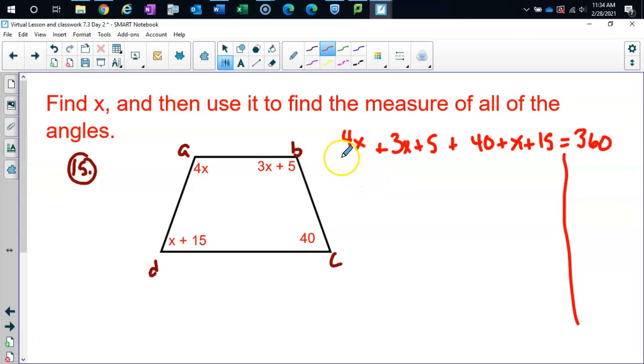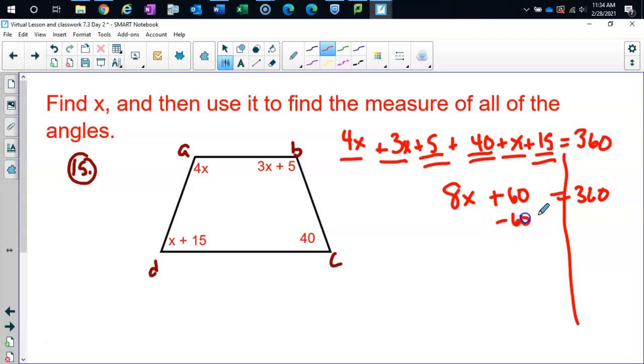All right, this is what your work should look like. 4x plus 3x plus x is 8x, because remember, that's 1x. 5 plus 40 plus 15 is 60. So plus 60 equals 360. Subtract 60 from both sides, and I get 8x is 300. When I divide by 8, I get x is 37.5.